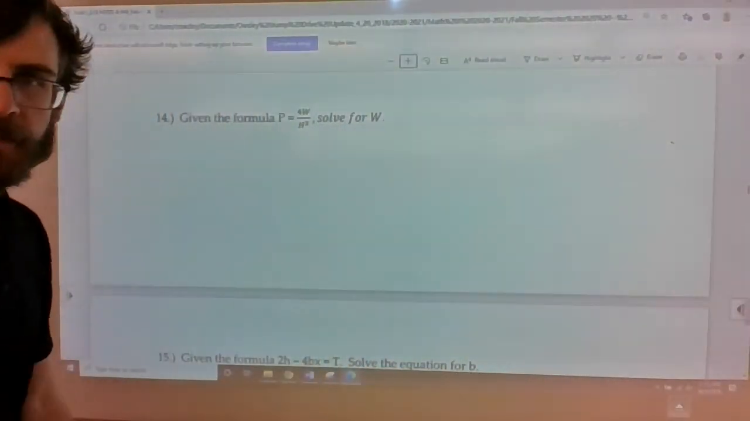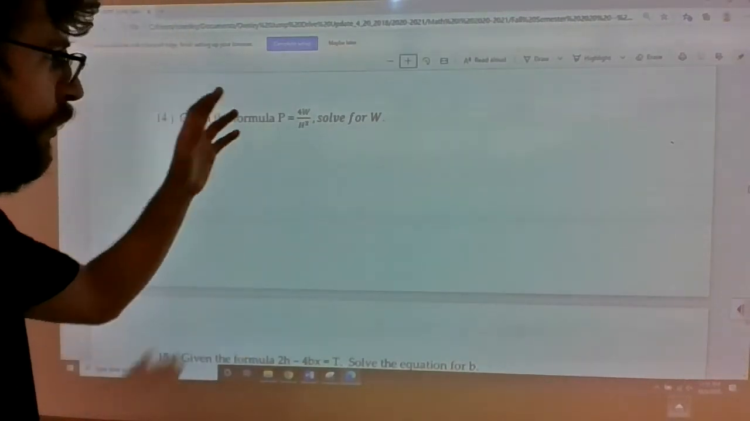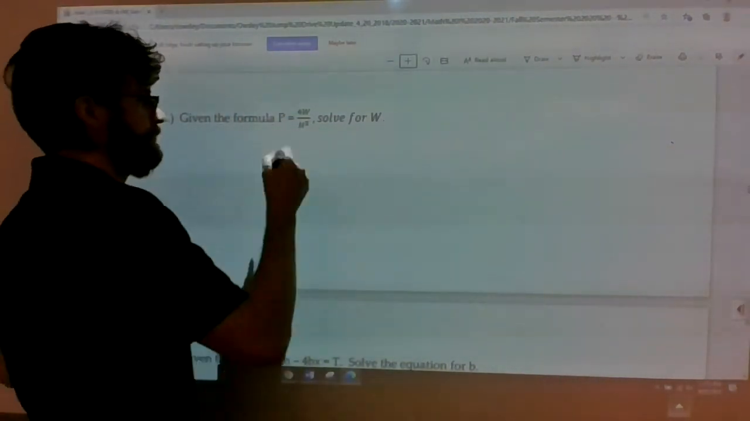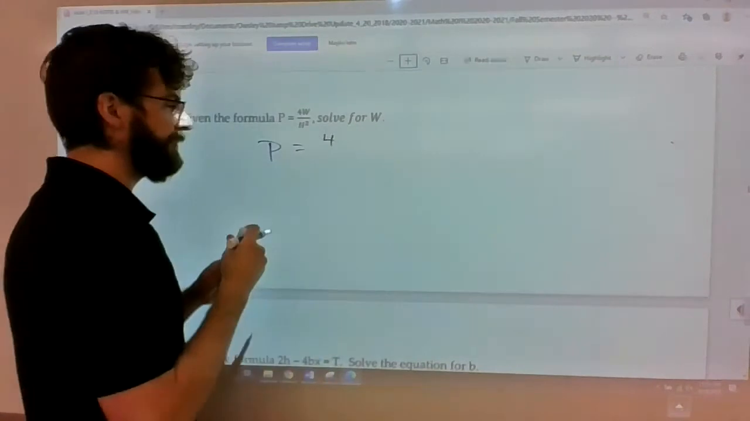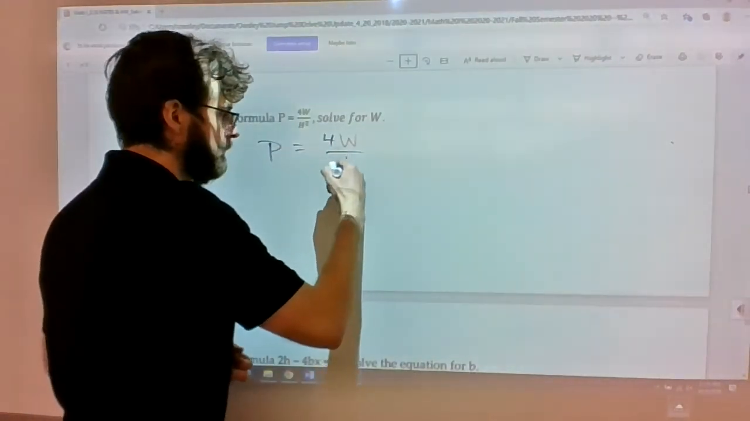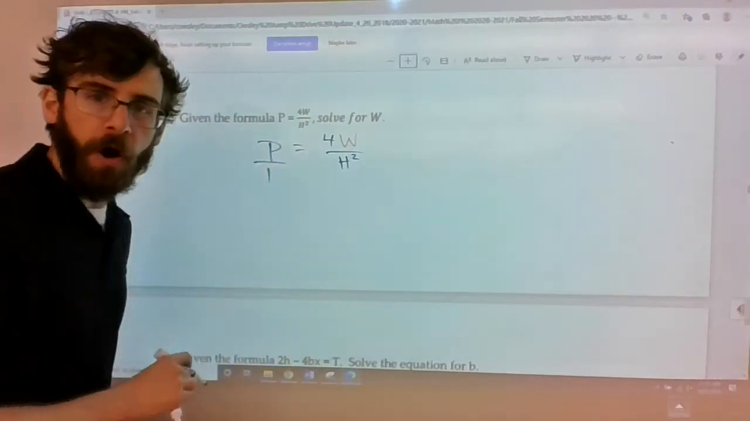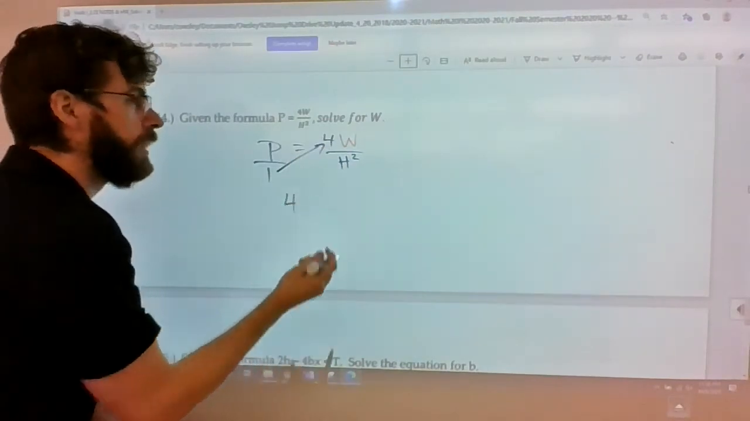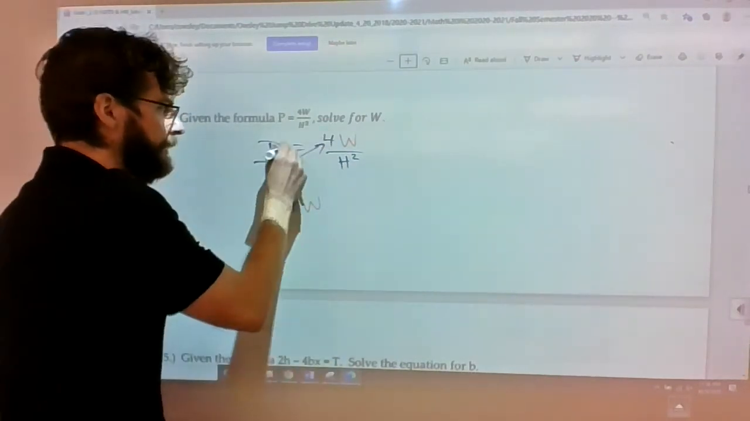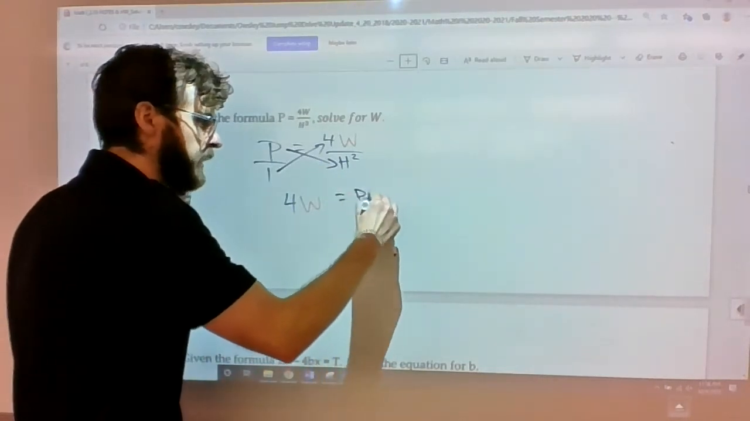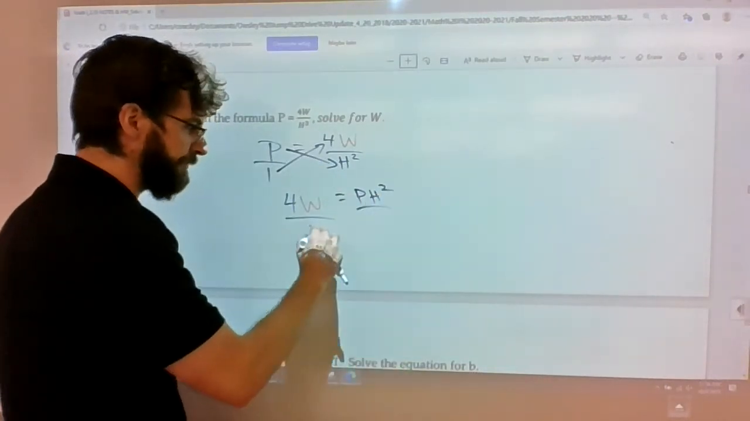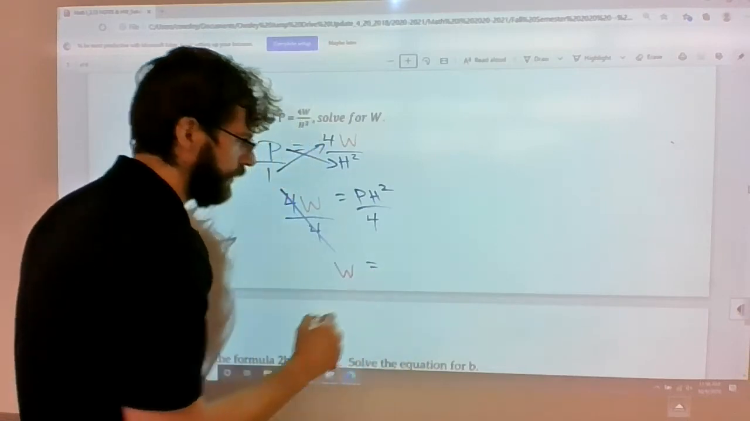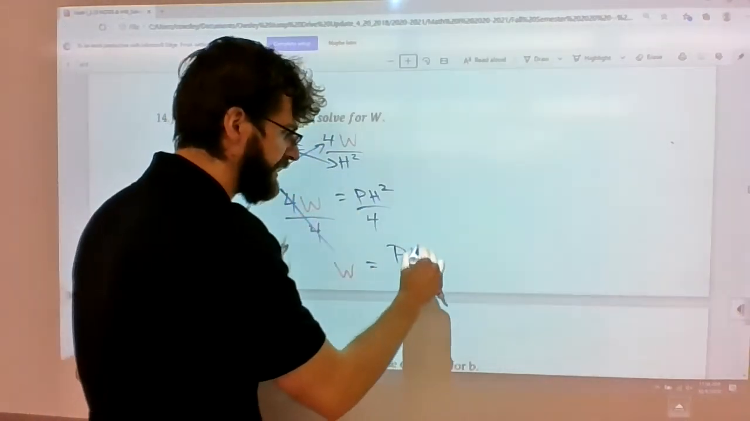Looks pretty routine in terms of we've already figured this out. What happens when you take a whole equaling a fraction? Solving for the red w. Well, put the whole over 1. Now we can do cross multiplication. 1 times 4w is 4w. p times h squared is ph squared. Then you can divide both sides by 4. W equals, there's no simplification there, so you're just going to say it's ph squared over 4.